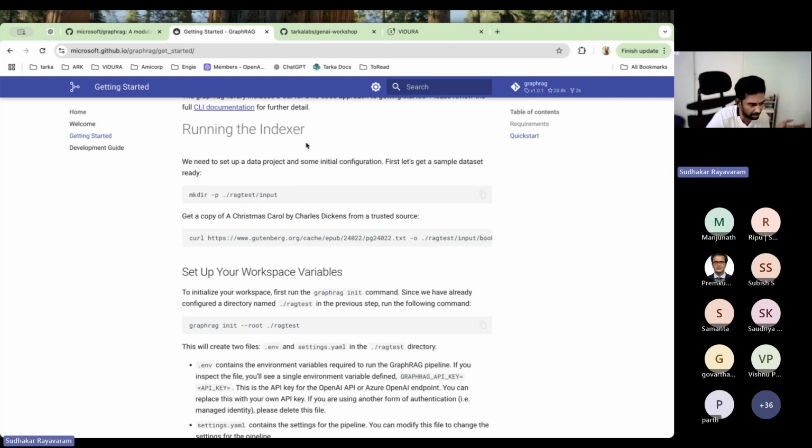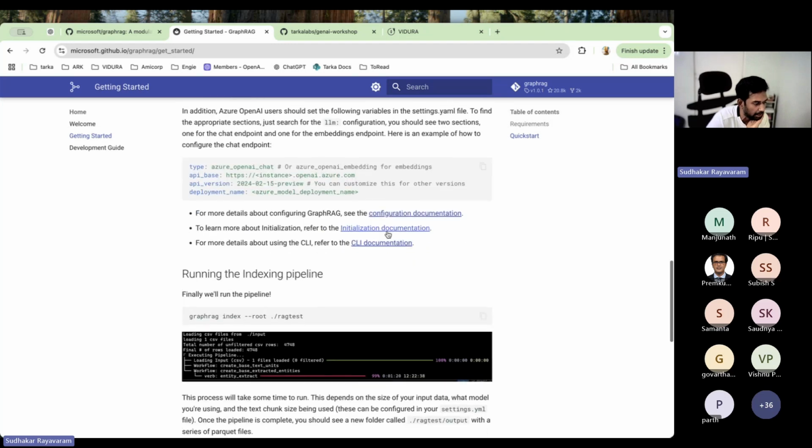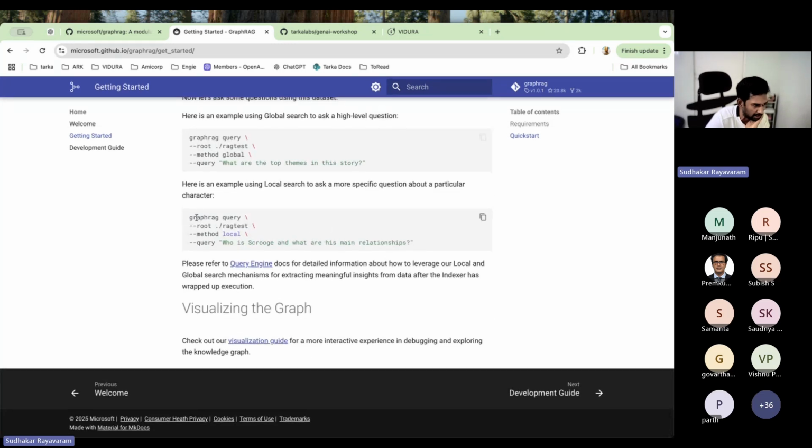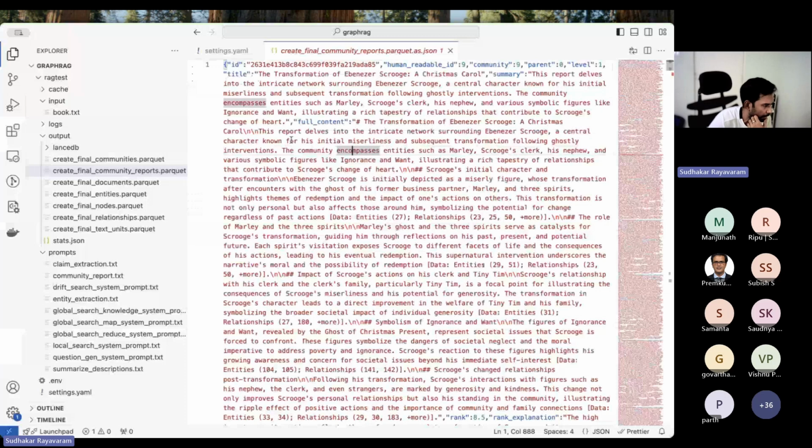That is where it actually creates the graph. They used a book, A Christmas Carol by Charles Dickens. That is the book they use. They do all this, and they are also able to ask questions. For example, here you can ask a question at local level or at global level, as I was telling you.